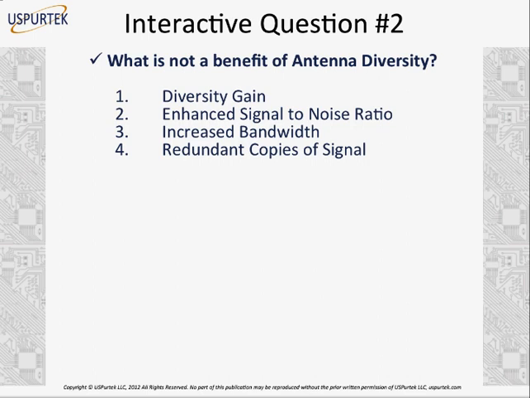Well, yes, the right answer is number 3, increased bandwidth, which is not a benefit of antenna diversity. All the other three are benefits. We get diversity gain, we get enhanced signal to noise ratio, and we also have redundant copies of signal.